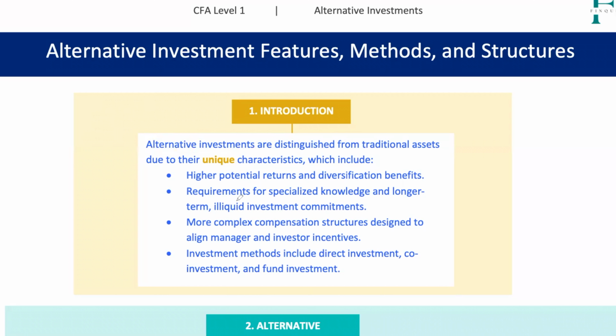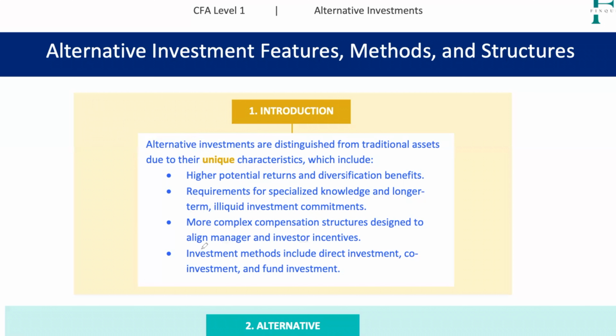But of course, there are trade-offs. You don't get these benefits for free. Most alternative investments are illiquid, meaning you can't just cash out on a whim. They often require longer holding periods and bigger capital commitments. Plus, the strategies can get pretty complex, so you need to know your stuff or partner with someone who does.